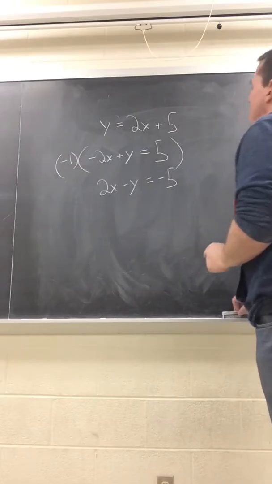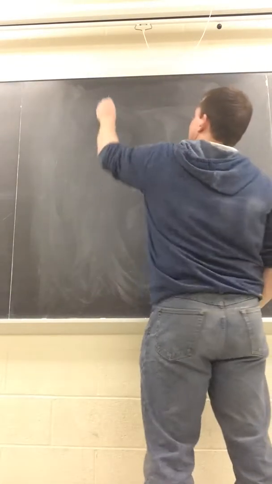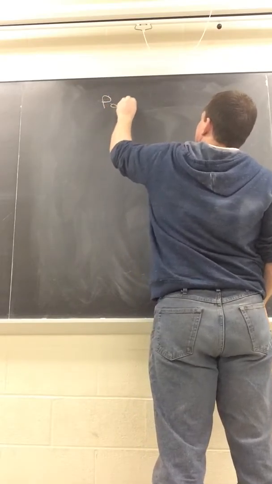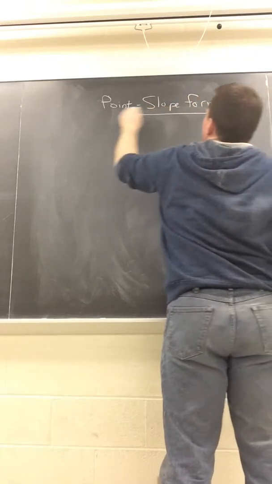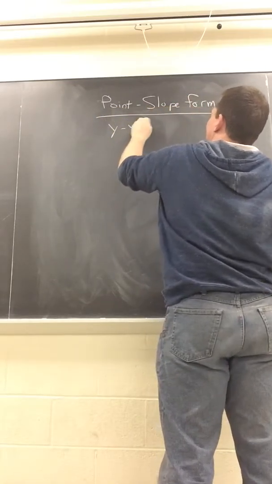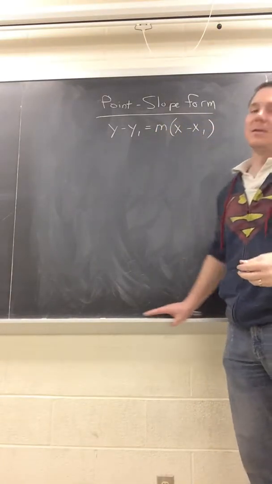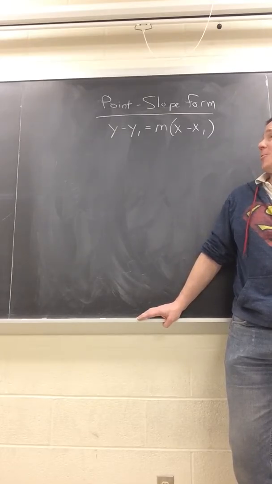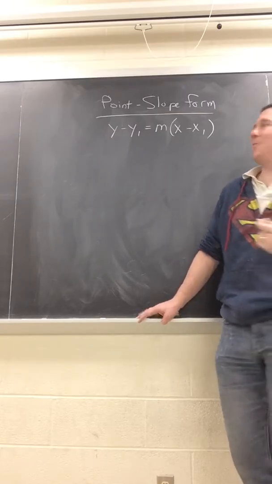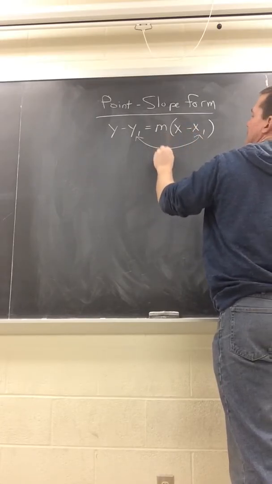The last type of equation we want to look at for right now is what's called point-slope form. Point-slope form is y minus y1 equals m times x minus x1. As far as it goes, when we name things, we're not too original. Slope-intercept form is called slope-intercept form because it gives you the slope and the intercept. Point-slope form is called point-slope form because it gives you a point, x1, y1, and it gives you the slope, m.